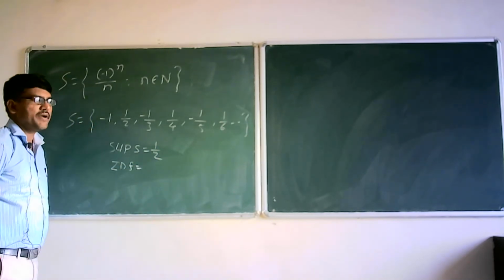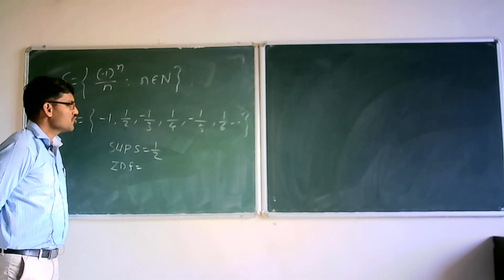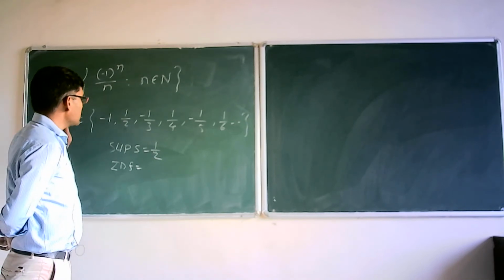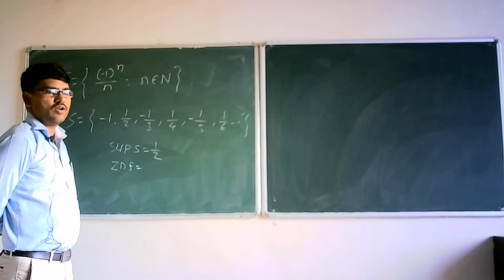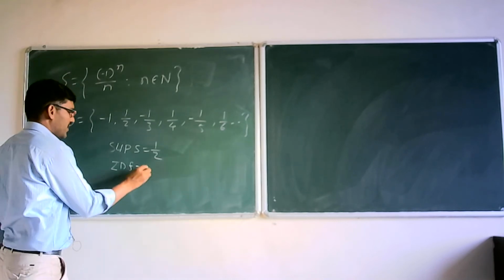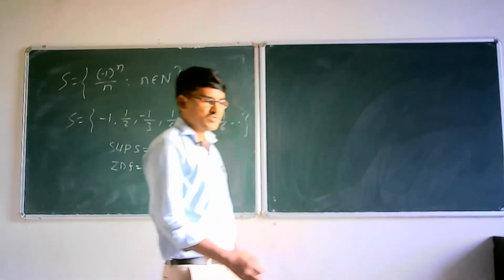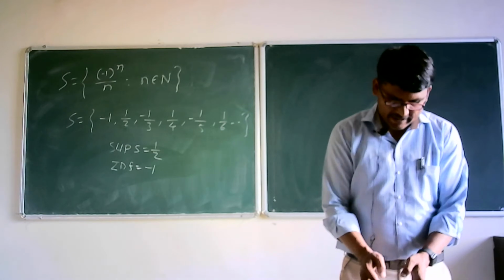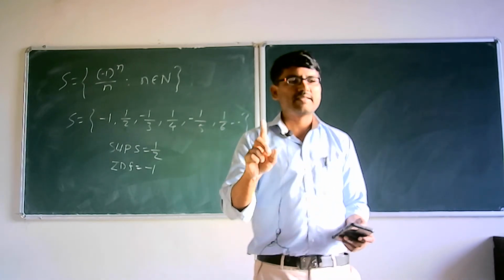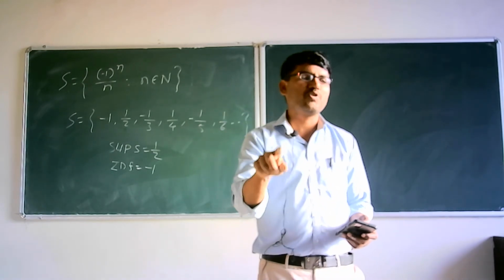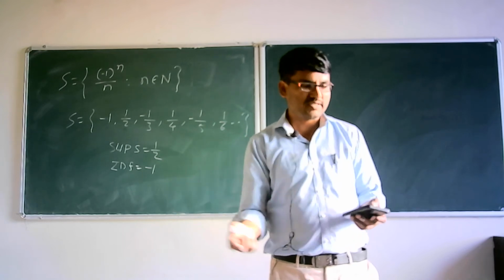What is the infimum? Now you want to determine the lower bound of this set. If you observe, all these numbers are greater than or equal to minus 1. So infimum is minus 1. And do remember one thing, it is not necessary that the upper and lower bound must belong to that set. It may be outside of the set.